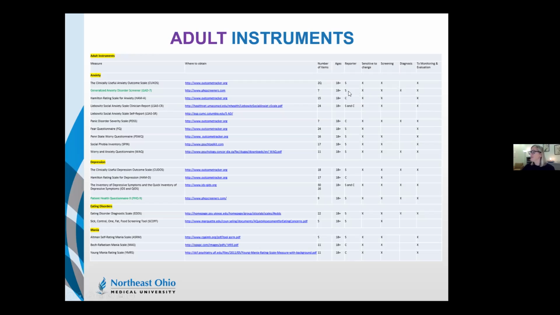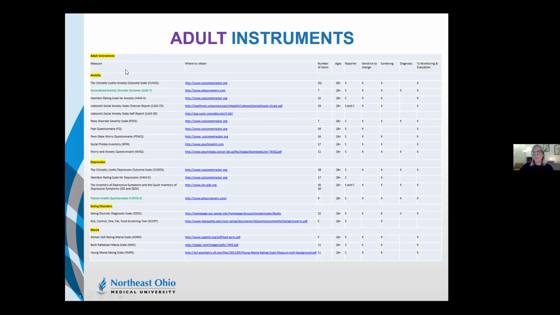So for example, the reason I like the GAD-7 is it is good for screening. It is good for getting that diagnostic criterion to help support an anxiety-based diagnosis. And I can use it again to get a baseline to see whether my patient's symptoms are decreasing. Same with the PHQ-9. So this chart offers adult instruments.